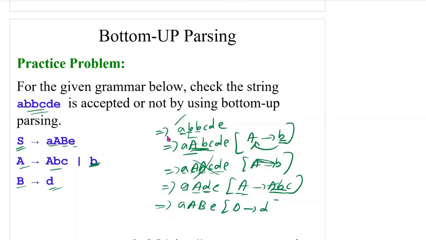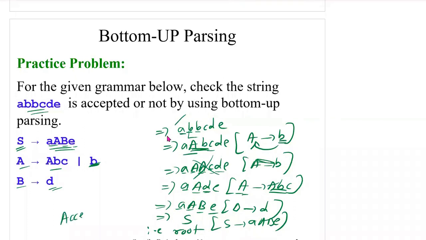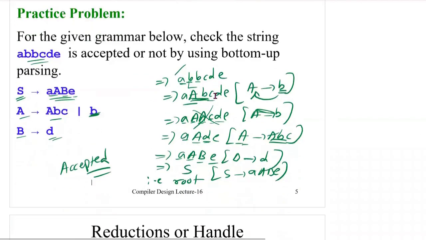Now here what you substituted? B derives D. Now here you can see terminal A, variable E, terminal E. For this the substitution is yes. So now here you will get yes. So now S derives A, A, B, E. So what is S here? This is the root or starting variable. Therefore, the string is accepted. So here the given string is accepted through this bottom-up parser. Like that you can do the bottom-up parsing.